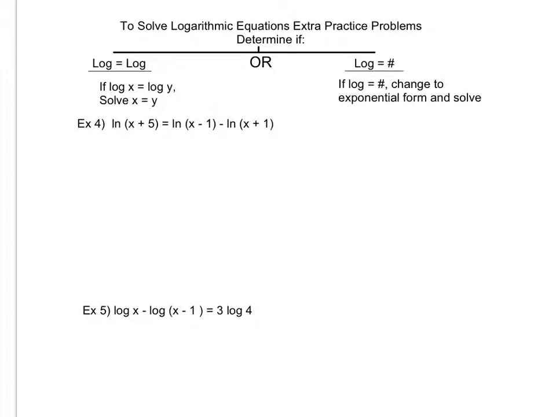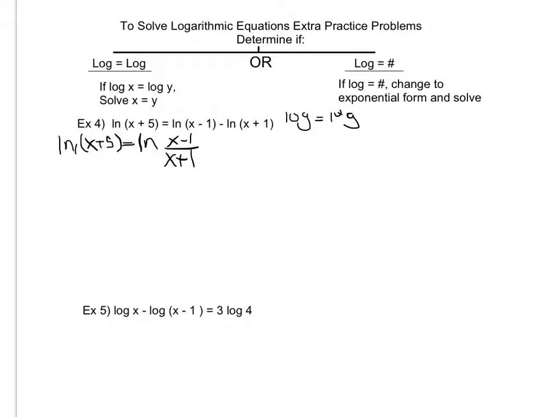So on the first example, or example 4, if I'm continuing from the last video, first thing I notice is that every single property has a type of log, the natural logarithm to be specific, attached to it. Therefore, I am going to anticipate that this is going to be an example where I do log equals log. So I want to try to make sure I have one log on each side. So looking at the right side, I can combine these logarithms with division since I have subtraction here. So I'm going to go ahead and say that I have ln of x plus 5 equals ln of x minus 1 over x plus 1.